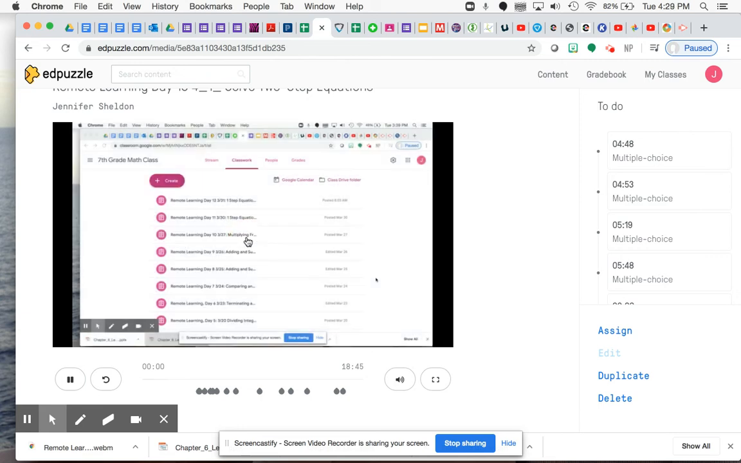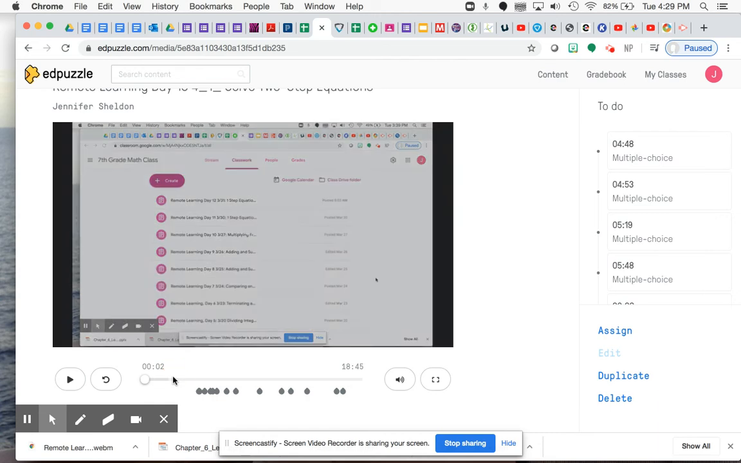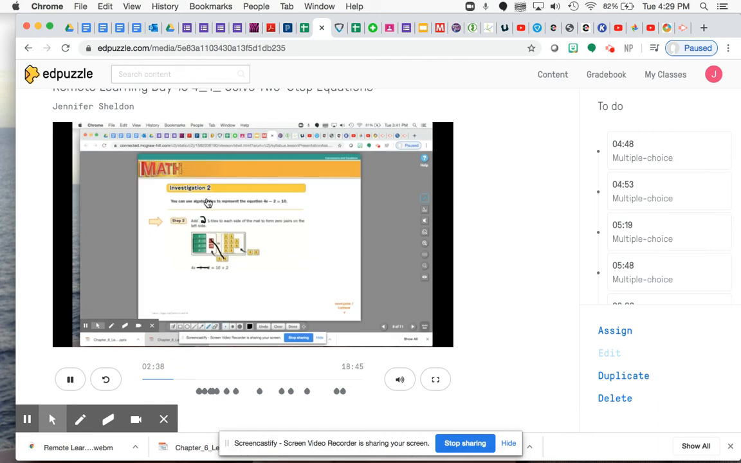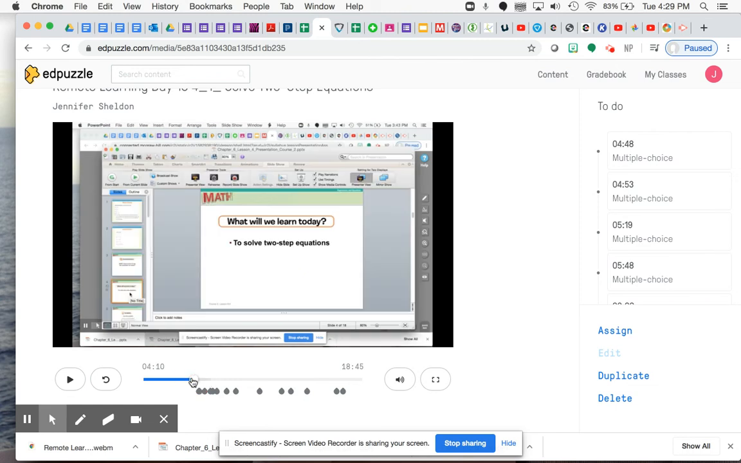So the first part of this video, I'm actually going to be giving you a model of using algebra tiles. So for the first 5 or so minutes, you don't have any questions. But then I'm going to go into the lesson and I'm going to show you what it looks like as I continue so you get an idea of what I expect.